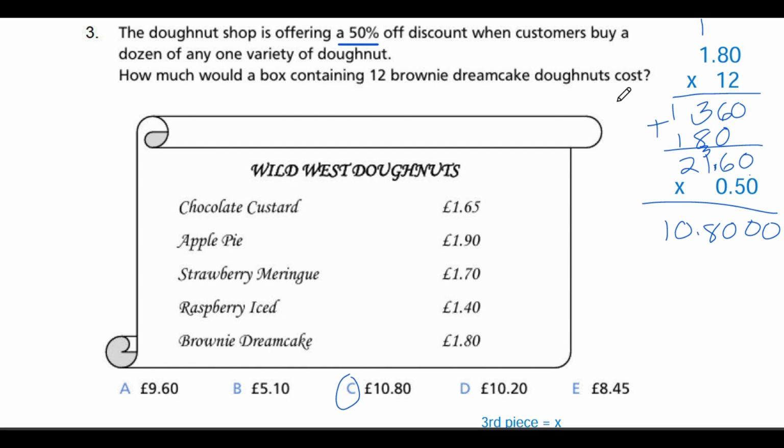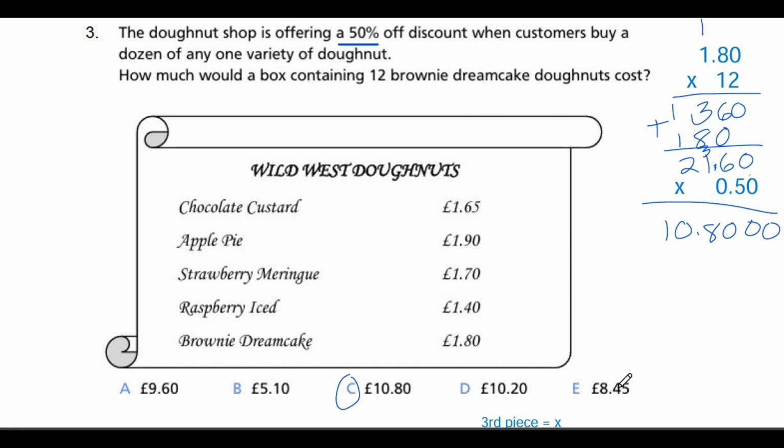Your multiple choice options are A 9 pounds and 60 pence, B 5 pounds and 10 pence, C 10 pounds and 80 pence, D 10 pounds and 20 pence, or E 8 pounds 45. The correct answer is C, which is 10 pounds and 80 pence.